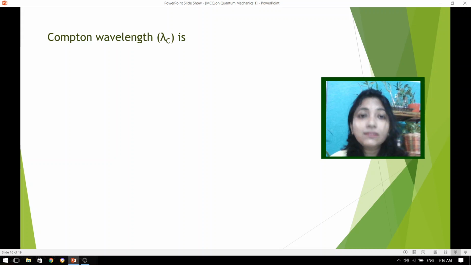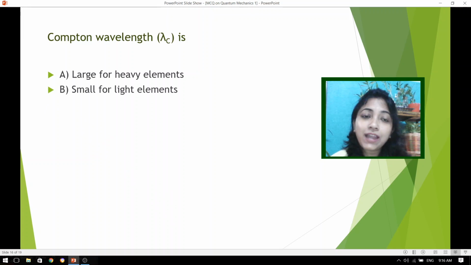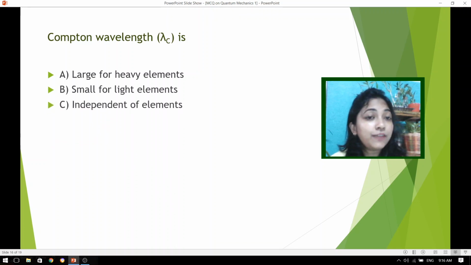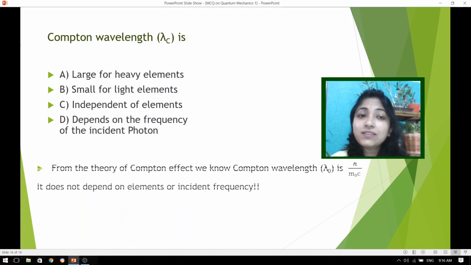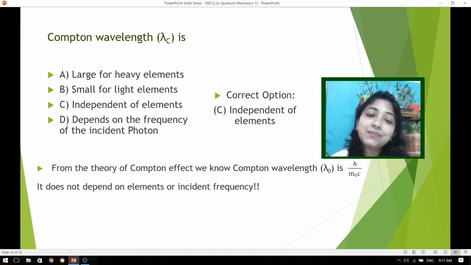Compton wavelength is large for heavy elements, small for light elements, independent of elements, depends on the frequency of the incident photon. Now, as we have already discussed, what is the value of the Compton wavelength? It is h by m0c. h, m0 and c are all constant quantities, so they do not depend on the element. In this scenario, we can readily choose option C as our correct option, independent of elements.